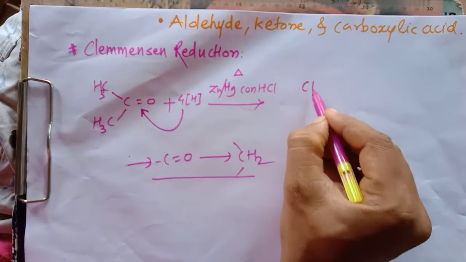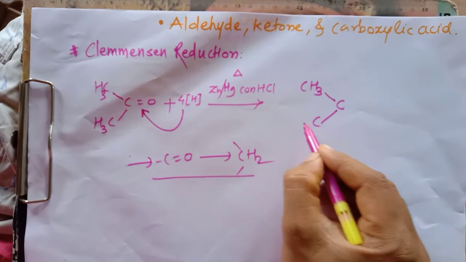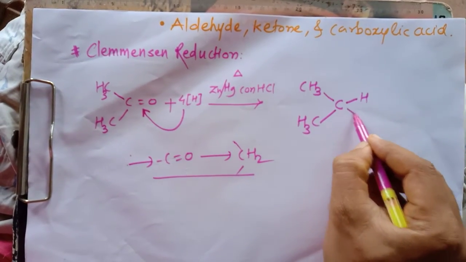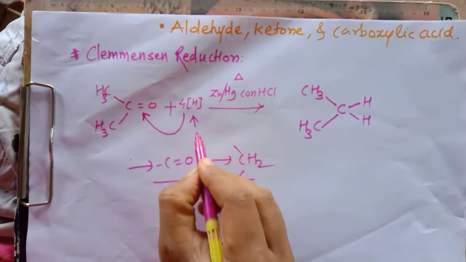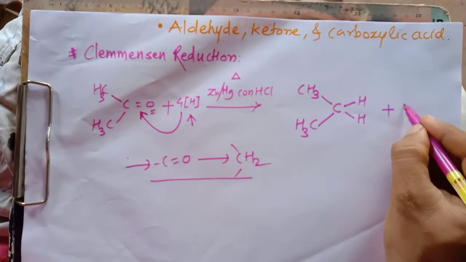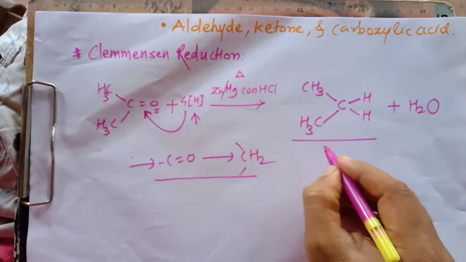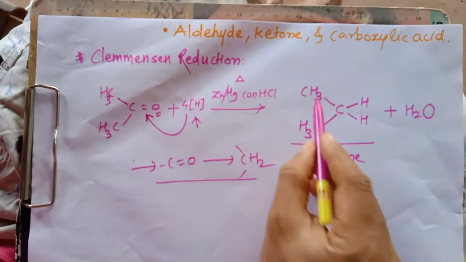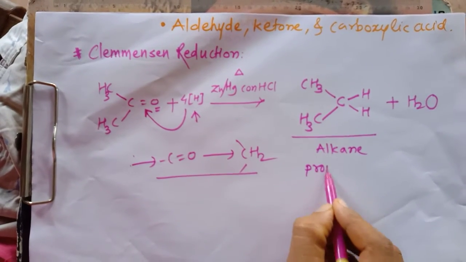And what will be the picture? See here, CH3, here C, here CH3. We get hydrogen here, and the remaining 2 hydrogens, from here and this oxygen, give us H2O as a byproduct. What is this? This is a simple alkane. The name of this compound is CH3, CH2, CH3. That is propane.